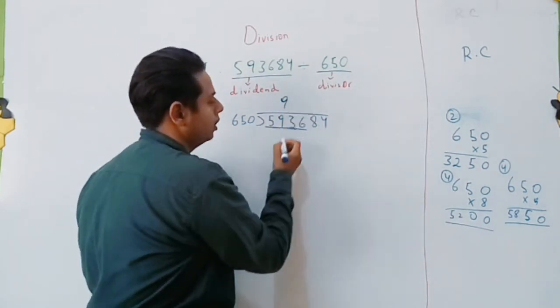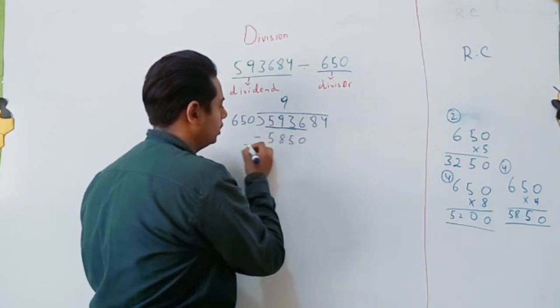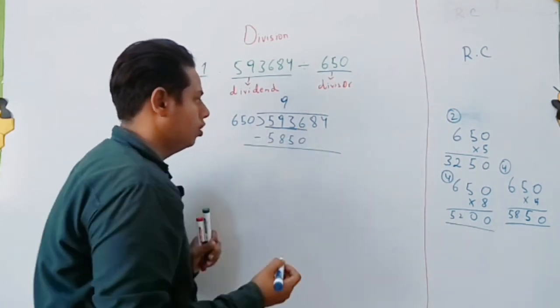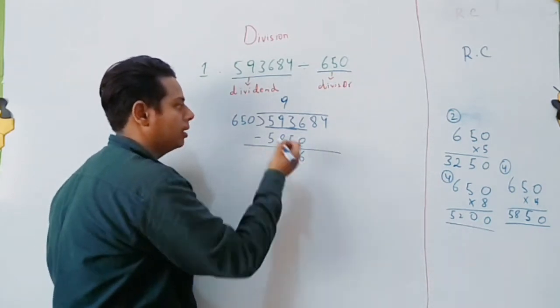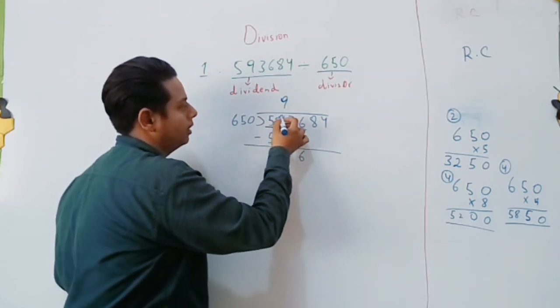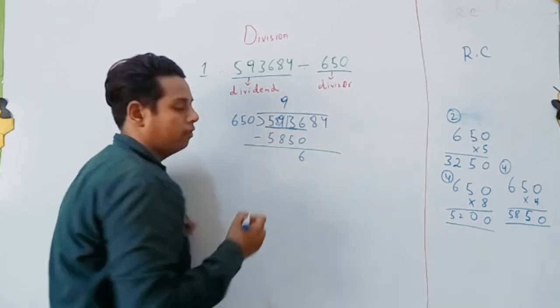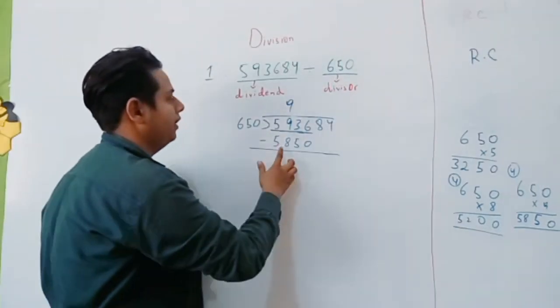9s are 5850. Now I just simply minus it. 6 minus 0, what will be the answer? 6. 3 minus 5, I cannot subtract, so I will just take the borrow from the neighboring one. 9 will become 8 and it will give 1 to the 3. So 13 minus 5, 8 will be.